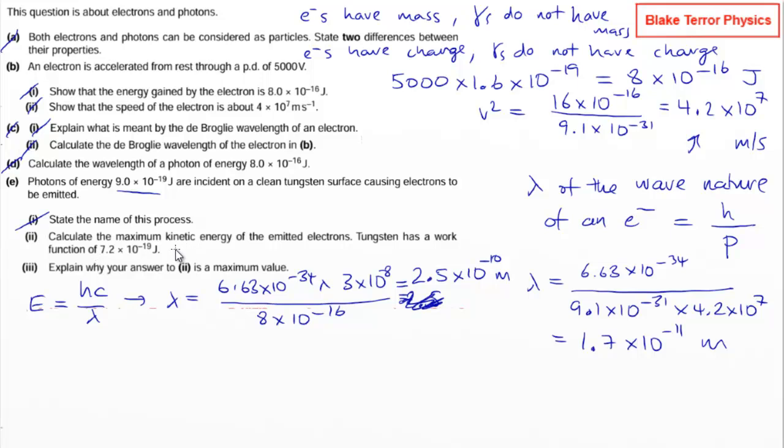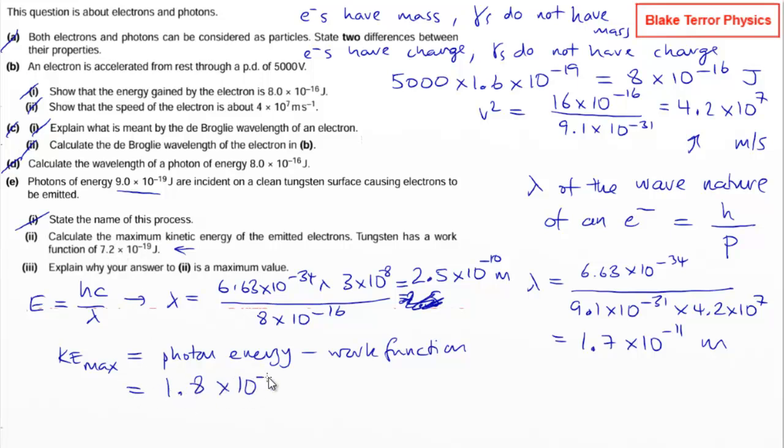Calculate the maximum kinetic energy of the emitted electrons. Tungsten has a work function of that. Okay, so this is going to be dead easy. So we've got photon energy coming in. So KE max is equal to the photon energy minus the work function. In this case, we've got 9 times 10 to the minus 19 minus 7.2 times 10 to the minus 19. So 1.8 times 10 to the minus 19 joules.